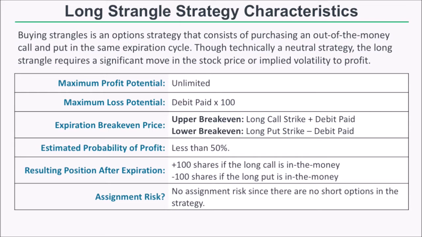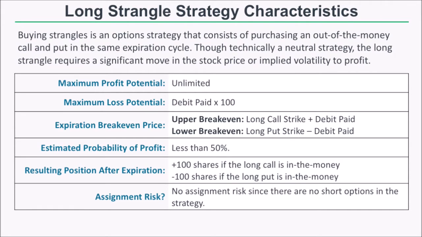Now, since you need a large movement in the stock price or an increase in implied volatility to profit, the estimated probability of profit for the long strangle strategy is less than 50%. And that's because as time passes, those options are going to be decreasing in value from time decay, and to offset that, you need a large movement in the stock price or an increase in implied volatility. So the probability of profit is low.